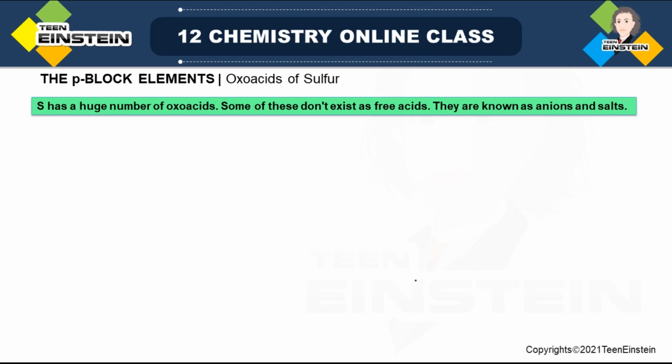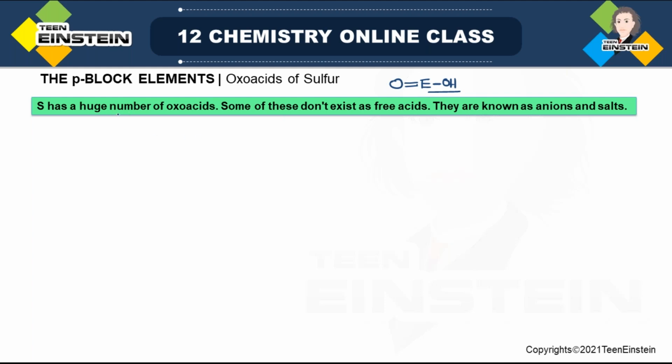Oxoacids of sulfur. Remember, we have seen in case of group 15 elements, phosphorus, some oxoacids. In case of group 16 elements, only for sulfur, now we will see some oxoacids. But before going to the discussion, just try to remember what an oxoacid is. There must be the presence of a central atom. E-OH must be present. So this type of bonding must be present in an oxoacid, and in some cases there is also E double bond O. So this E is here sulfur.